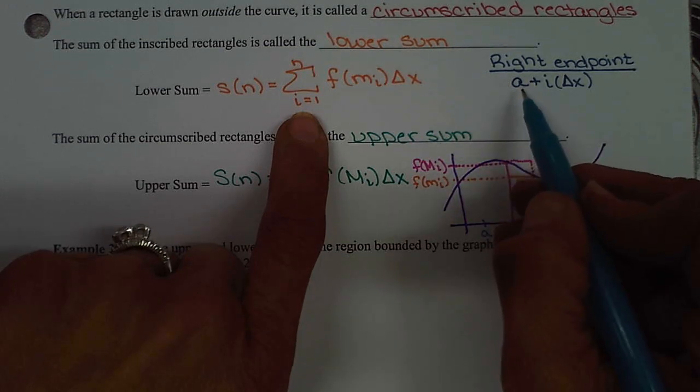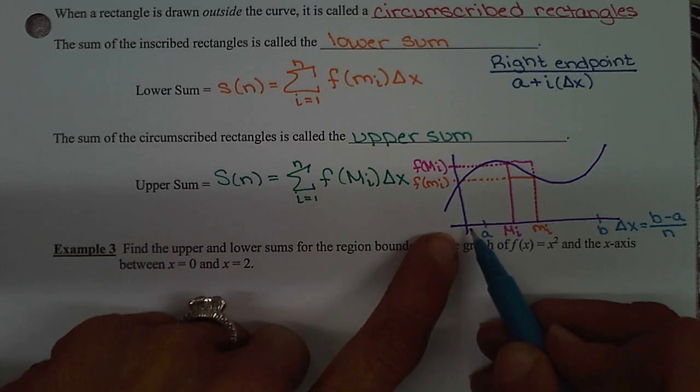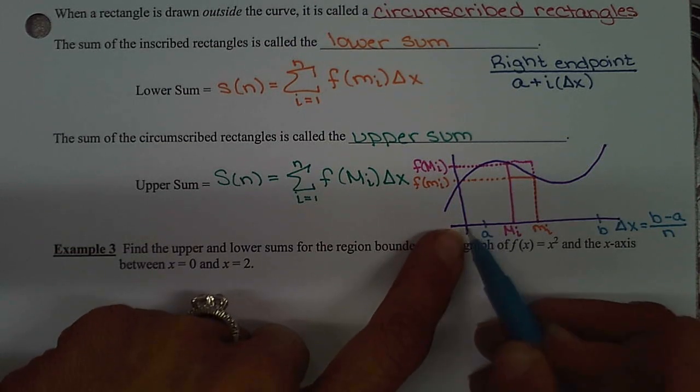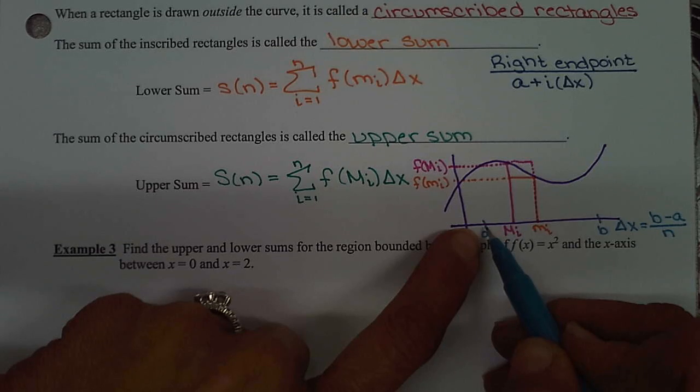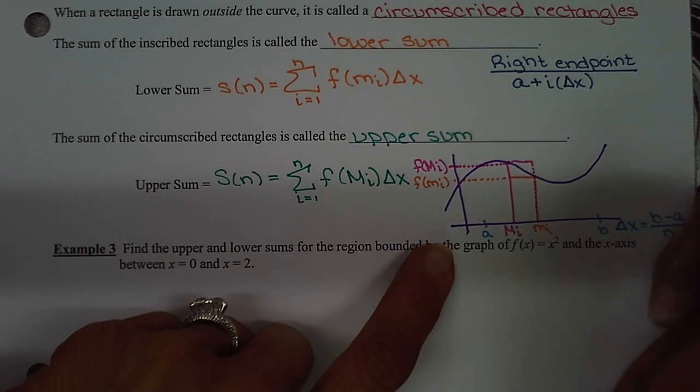But I need to start with this A so that it doesn't start at 0 and then go that width over. I need to be sure that I start at A and then go that width over. So that's how we're finding it for our right.